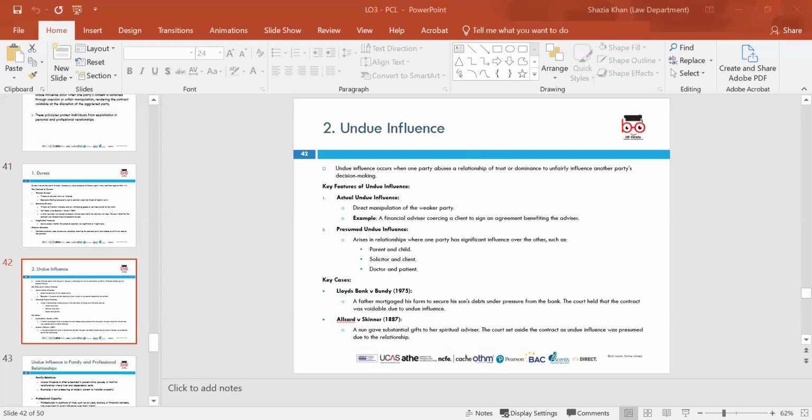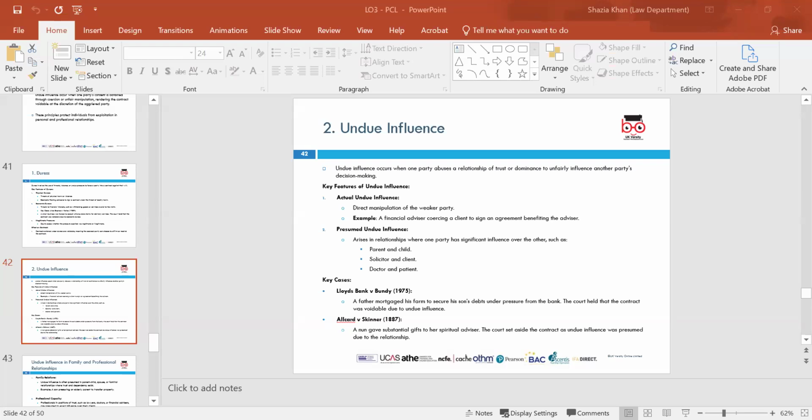Duress involves threats, such as blackmail or violence, to force someone to sign it, whereas undue influence can involve more subtle forms of pressure, such as taking advantage of a position they've got. So it could be actual undue influence, which is direct manipulation of a weaker party. So it could be a financial advisor, it could be a husband and a wife.